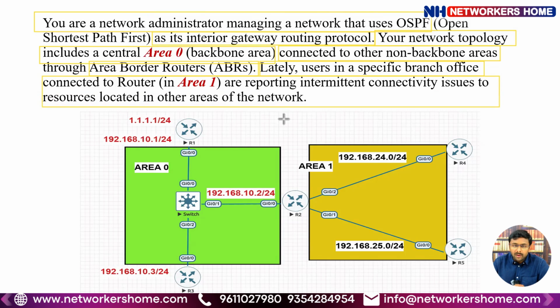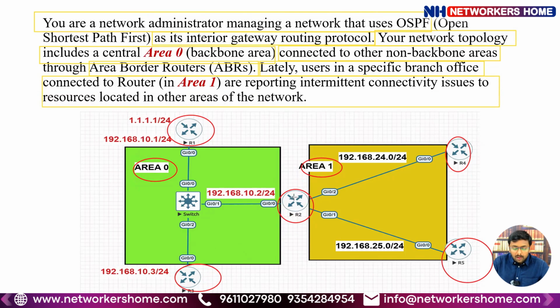So we can consider that we are having certain routers: router 1, router 2, router 3, router 4, and router 5. Router 1, 2 and 3 have certain interfaces in area 0, whereas router 4 and router 5 belong to a different area that is called area 1.